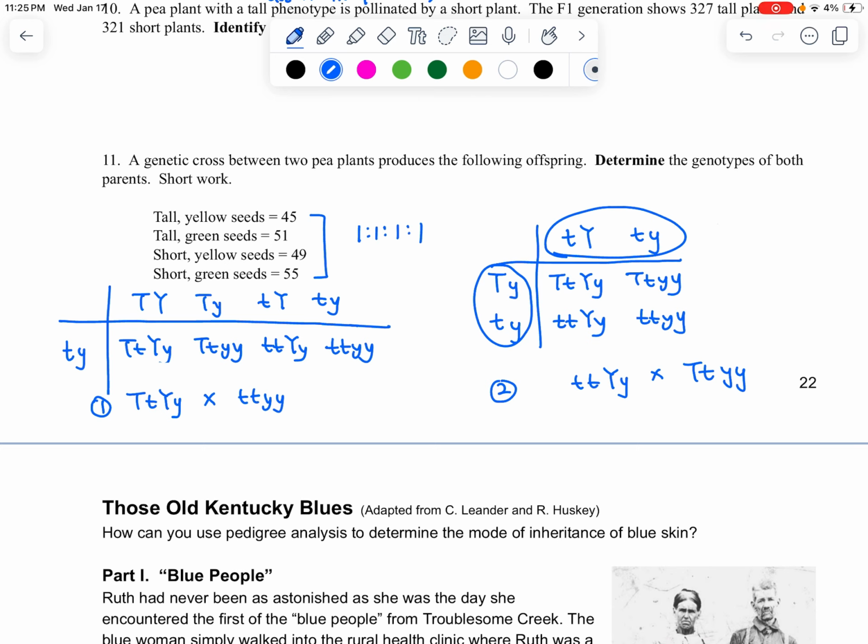So again, the way that I worked this out was I visualized what the Punnett square should look like. Then I worked backwards, and then I deduced the parental genotype from the possible gamete formation. So this is number 11.